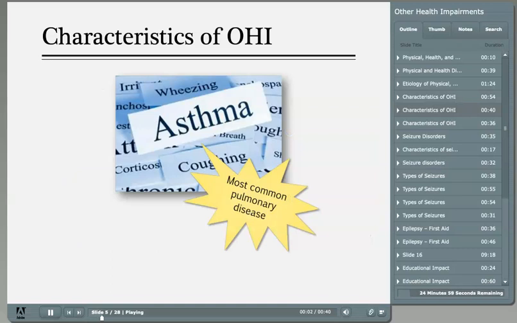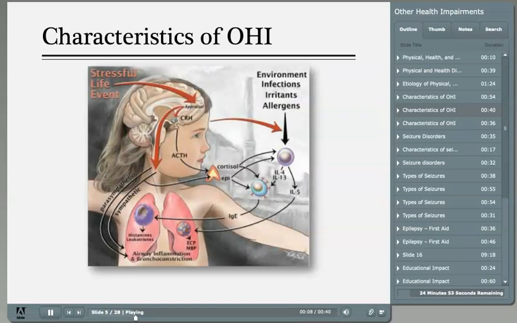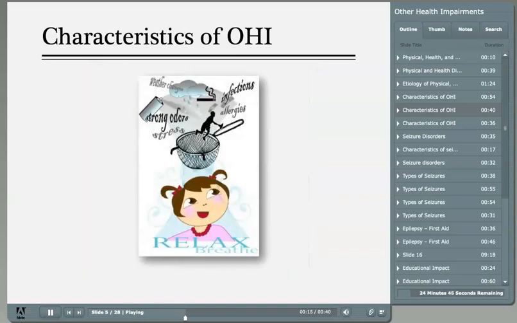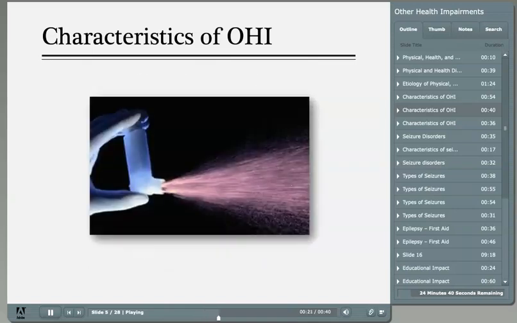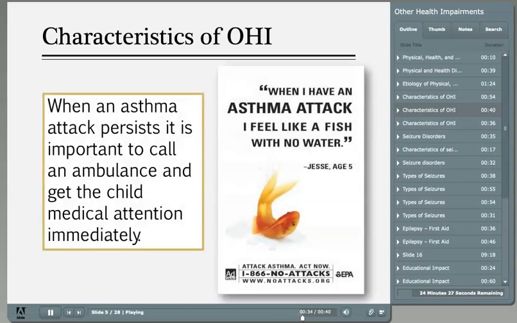Asthma is the most common pulmonary disease in children. Children with asthma breathe normally until they come into contact with a substance or situation that triggers an attack. This could include dust, pollen, infection, or exercise. Asthma is treated with a combination of fast-acting and preventative medication. Oftentimes, an asthma attack will stop after using a fast-acting inhaler like albuterol. However, sometimes they will persist. When an asthma attack persists, it is important to call an ambulance and get the child medical attention immediately.